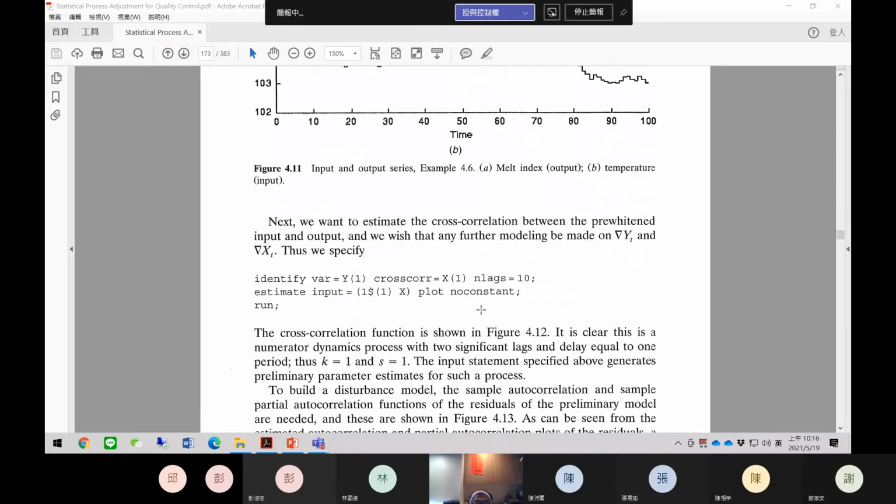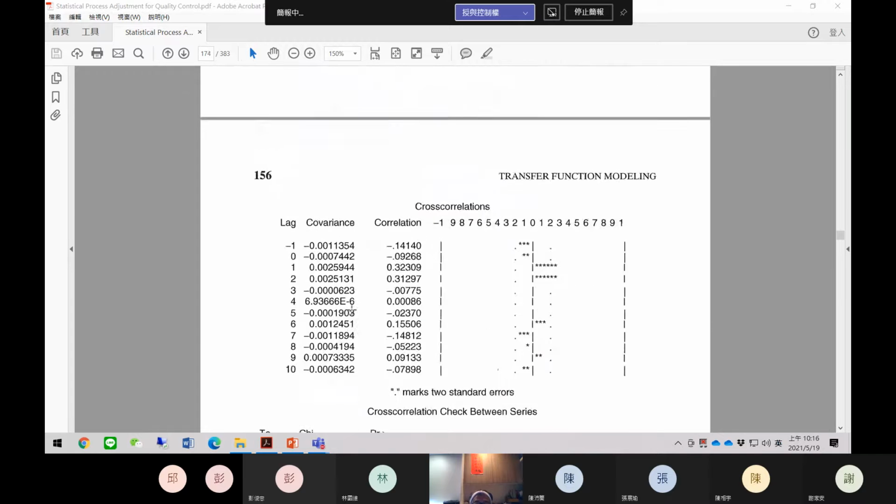Then next, we want to estimate the cross correlation between the pre-whitened input and output. We wish that any further modeling be made on the Yt and Xt, as shown in figure 4.12.